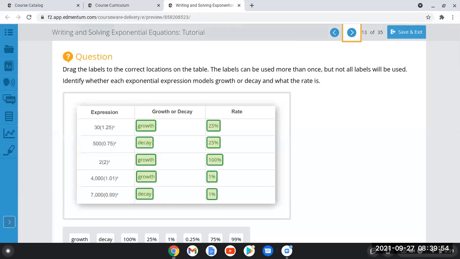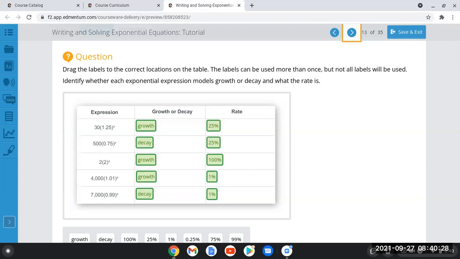I'll touch on this too. So 30 times 1.25 to the x power is growth, it's getting bigger, at a rate of 25%. That 25 represents 25%. Then we have 500 times 0.75. That means it's getting smaller, so it's decay. And also that's 25%. 75 plus 25 is 100, a full 100%. We consider this decay.